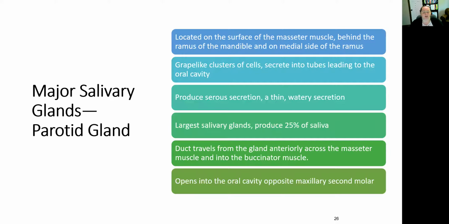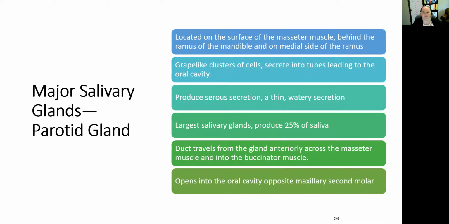Major salivary glands are parotid gland. Our parotid gland is located on the surface of the masseter muscle. Can you guys show me where your masseter muscle is? Does anybody know yet? So it's back here. Okay. So it's behind the ramus of the mandible and on the medial sides of the ramus. You'll feel grape-like clusters of cells, and they secrete into tubes leading into the oral cavity.